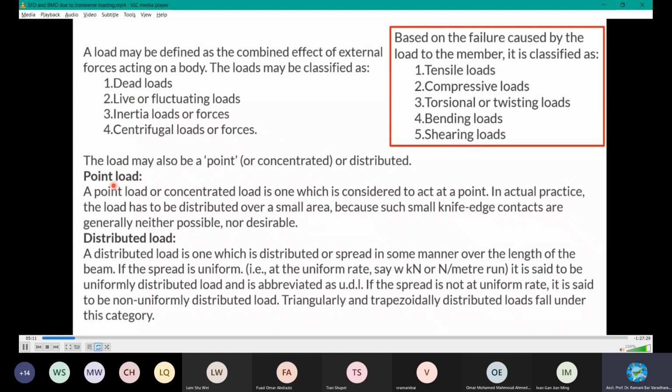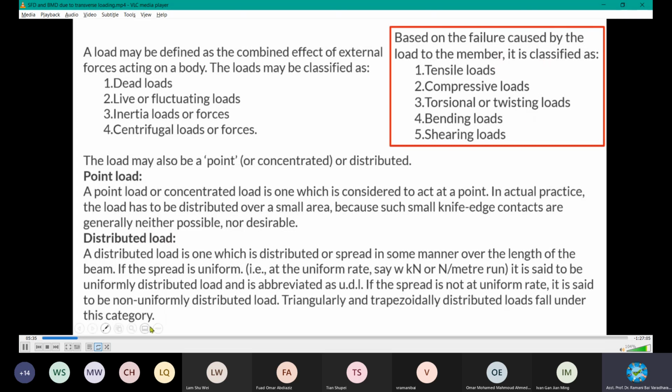If you talk about the mode of loading, it may be a point load, which is concentrated at a point, or distributed. It may be distributed or spread over the member to a certain distance. It may be over the whole member, a part of the member, or at some distance from the support, and so on. So that is called distributed.